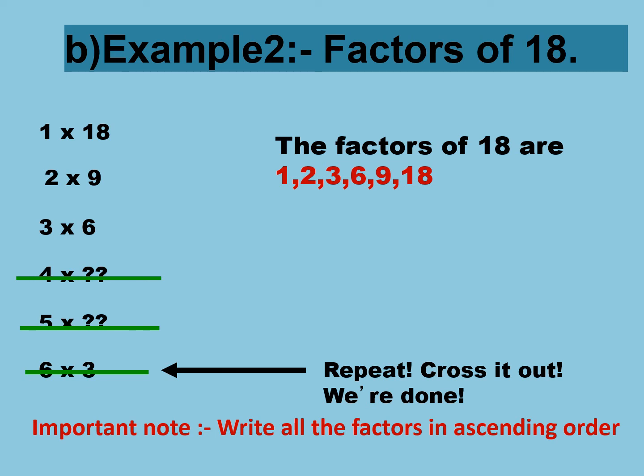Factors of 18 are 1 multiplied by 18, 2 multiplied by 9, 3 multiplied by 6. Since 18 is not coming in the table of 4 and 5, therefore 4 and 5 are not factors of 18. 6 multiplied by 3 is also 18, but it is a repetition. So cross it out. So the factors of 18 are 1, 2, 3, 6, 9, 18.